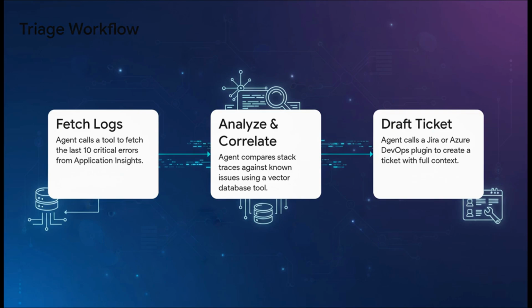From there, the agent builds and executes its own plan. First, it calls a tool you built to fetch the last 10 critical errors from Application Insights. Next, it uses another tool to analyze those stack traces. Maybe it correlates them against a vector database of known issues. And finally, it calls a Jira or Azure DevOps plugin to draft a super detailed ticket, complete with logs and its analysis, ready for the dev team to look at.